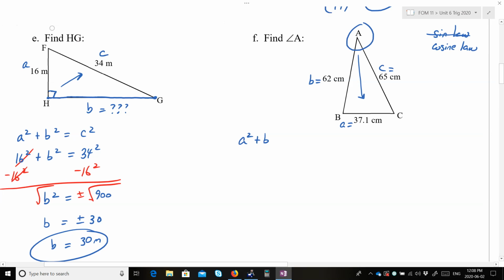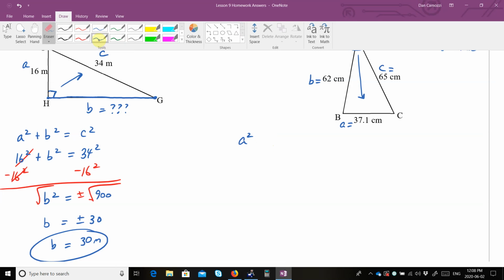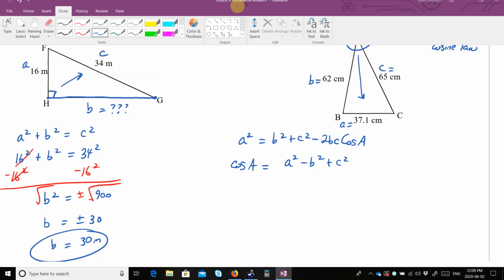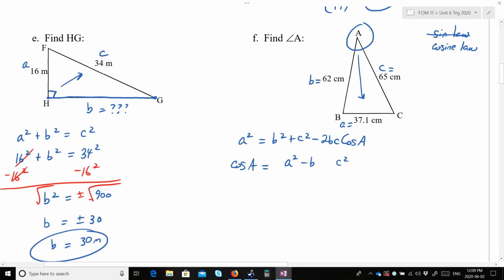Oh, I'm trying to do the cosine law here. A squared is equal to B squared plus C squared minus 2BC cos A. And remember, to get cos A by itself, I usually give you this formula for cos A. It would look like this. Should be A squared minus B squared minus C squared, all divided by negative 2BC.